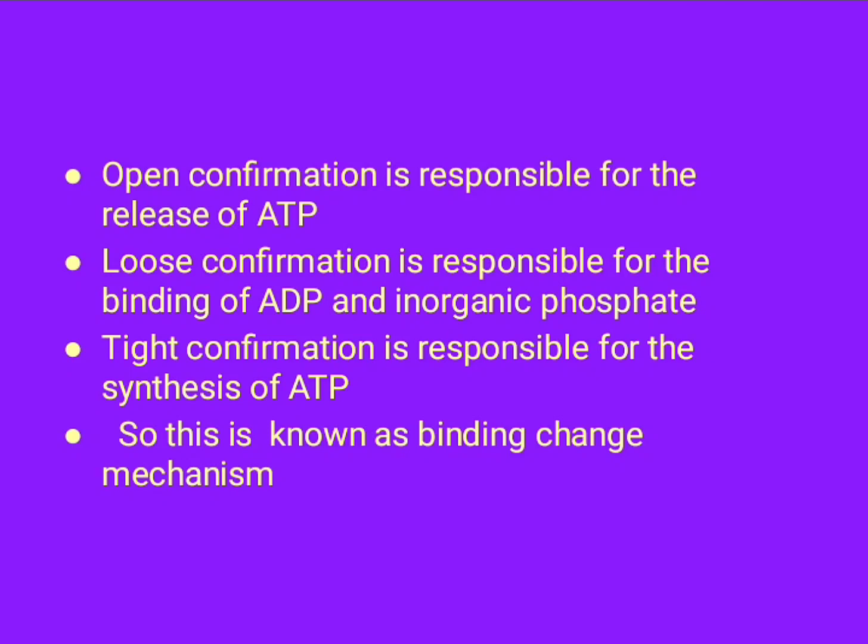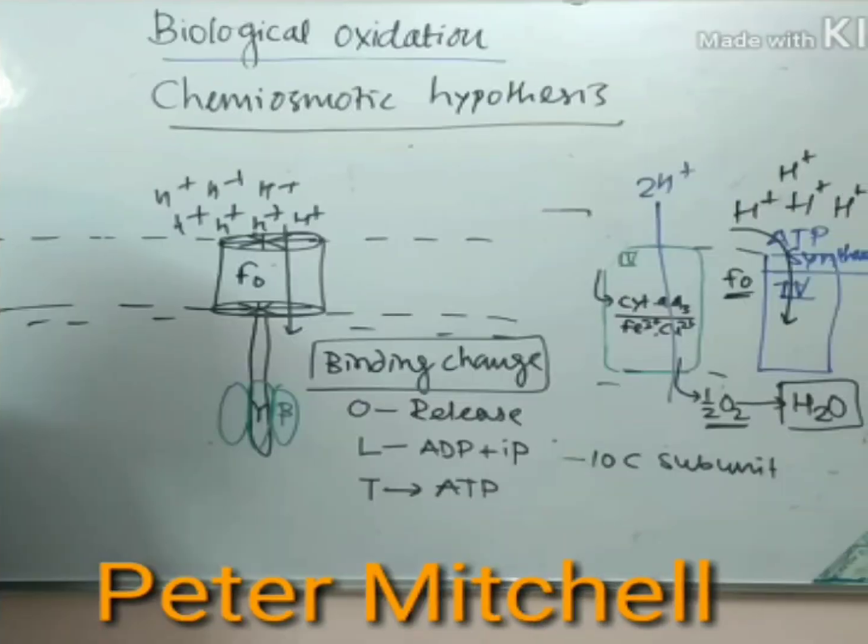So overall it is involved in the production of ATP from ADP and inorganic phosphate. Obviously we know that the ADP is further used for the production of ATP as well. So this is known as the binding change mechanism. Peter Mitchell was the first scientist to discover this process, that is the chemiosmotic process.